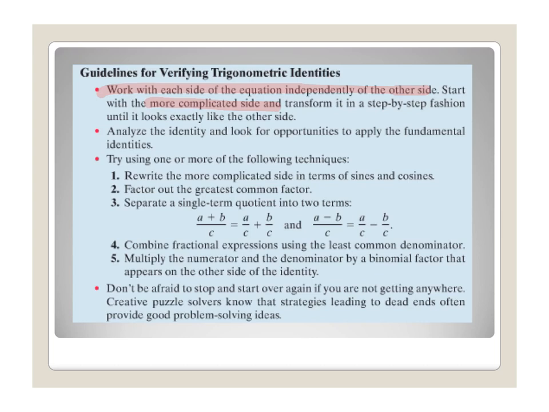Analyze the identity and look for opportunities to apply the fundamental identities. So you're looking for things like cofunctions and even and odd functions, Pythagorean identities, and reciprocal functions to replace what you've got already there. And then it says try using one or more of the following techniques. So rewrite the more complicated terms in terms of sine and cosine. So if you had just basic sine and cosine on one side, you're not going to mess with that side. You're going to do the other one. Factor out greatest common factors if you've got them. If you're starting with a fraction that has multiple terms in the numerator, you can actually split them. Or if it was a subtraction problem, you can actually split them. Or vice versa, combine expressions.